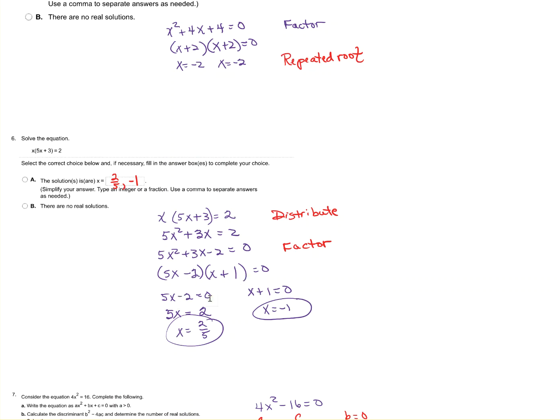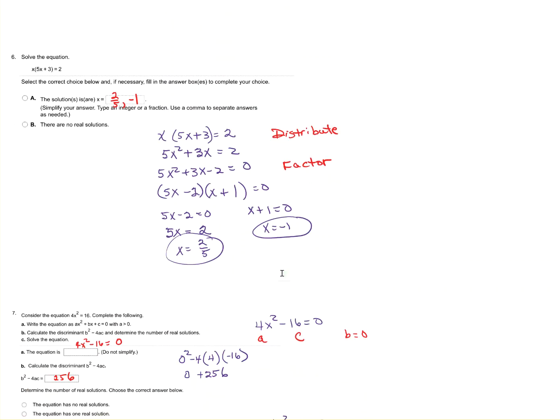Then 5x minus 2 is 0. 5x is 2. Divide by the 5 and you get x is 2/5. For this one, you have x is negative 1. So those are our two solutions there.